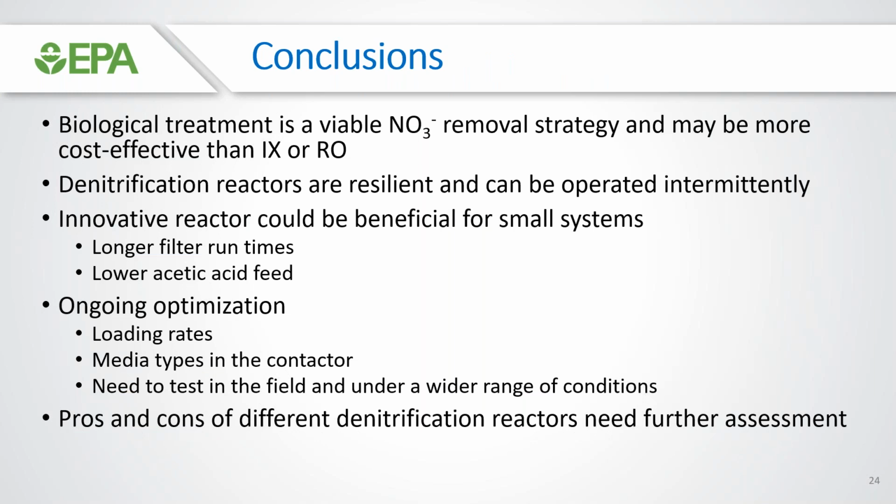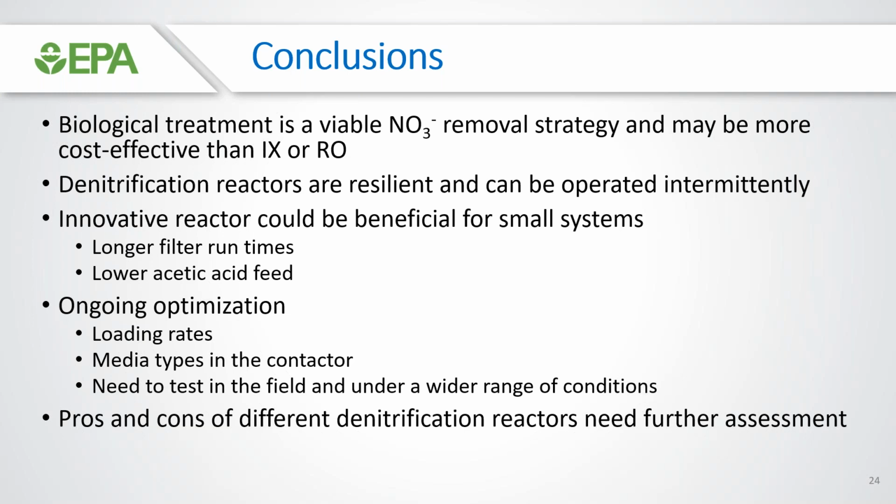To conclude, I hope I've shown that biological treatment is a viable nitrate removal strategy for small groundwater systems, and it could be more cost-effective than ion exchange or RO, particularly when you look at the costs associated with disposing of the brine. Heterotrophic denitrification is resilient to changes in operation and can be operated intermittently and restart quickly. This innovative bubble column reactor could be beneficial for small systems because of longer filter run times and the lower acetic acid feed.